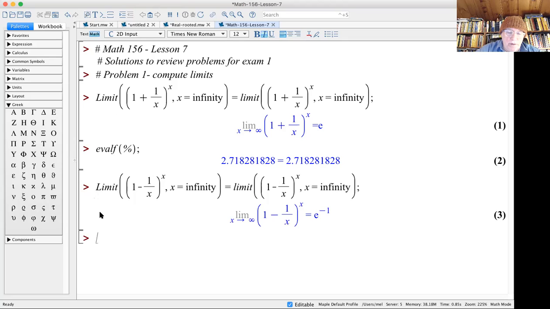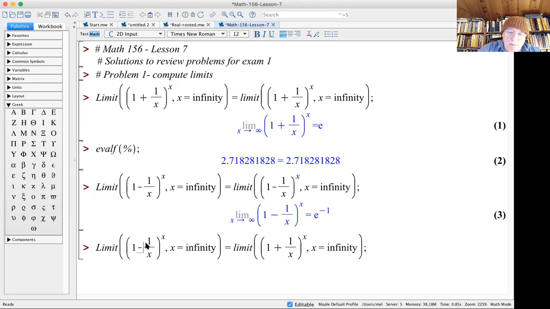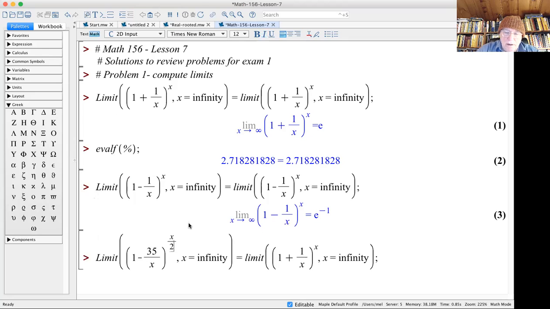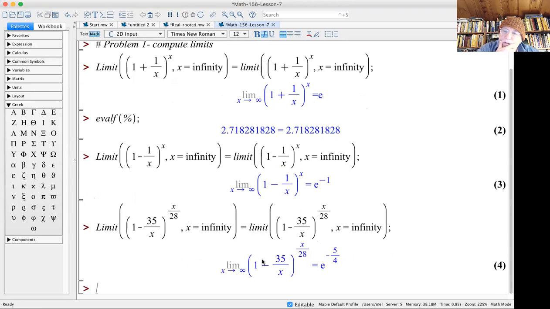And if we make it more interesting, 1 minus 35 raised to the power x over 28. You get x to the minus 5/4. And it's actually a very good exercise to figure out by hand why this is the right answer.